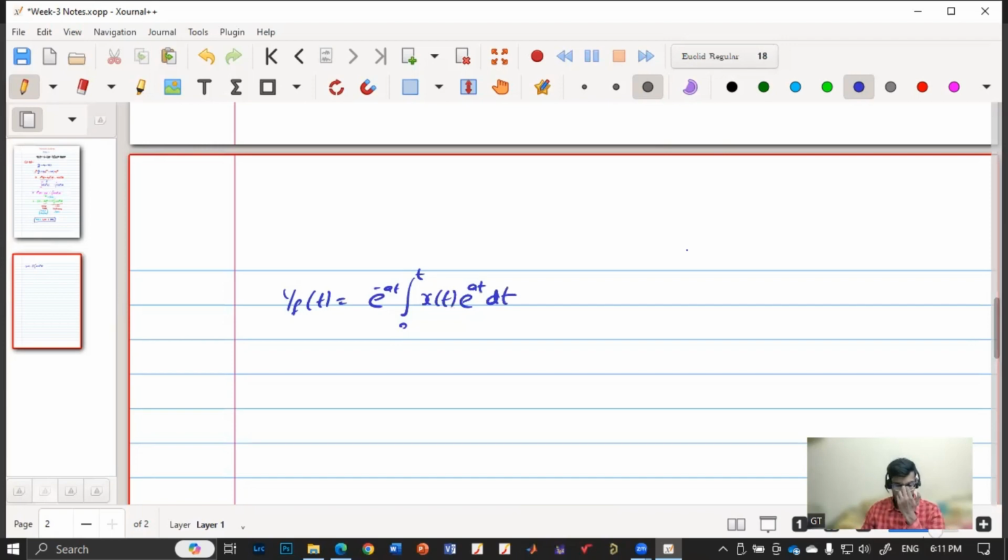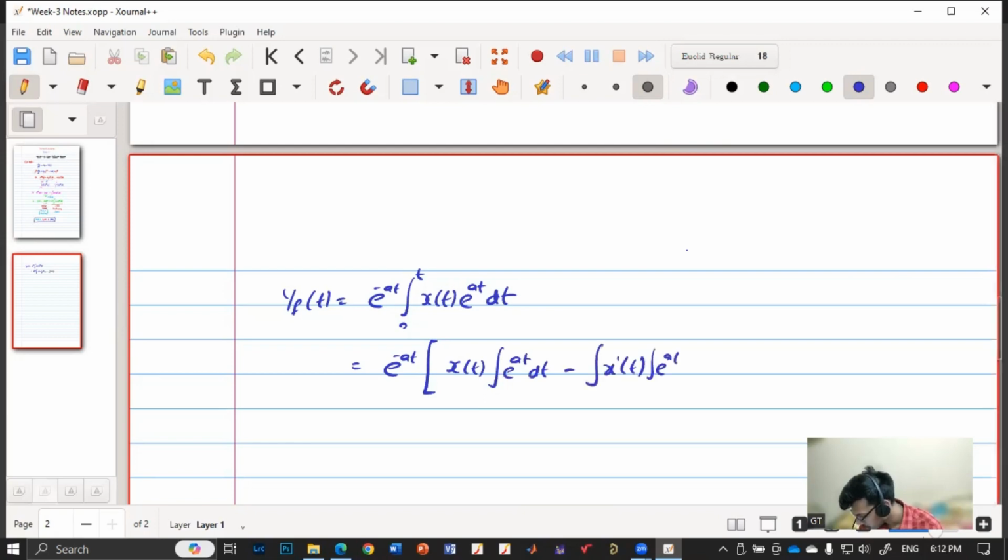So it has again two functions, x of t and e to the power at. So now what needs to be done? We can write this using the formula, right? e to the power at into, first x of t and then the integral of e to the power at dt, minus the integral of x dash t into the integral of e to the power at dt. I have used the formula for the integral of u v dt: u into the integral of v dt minus u dash into the integral of v dt. Is this part clear?